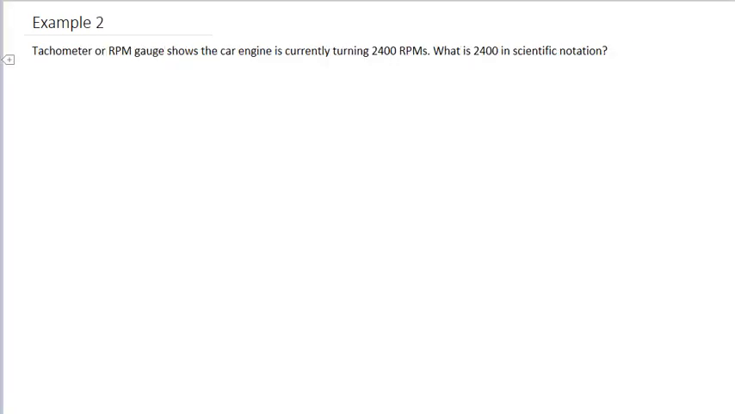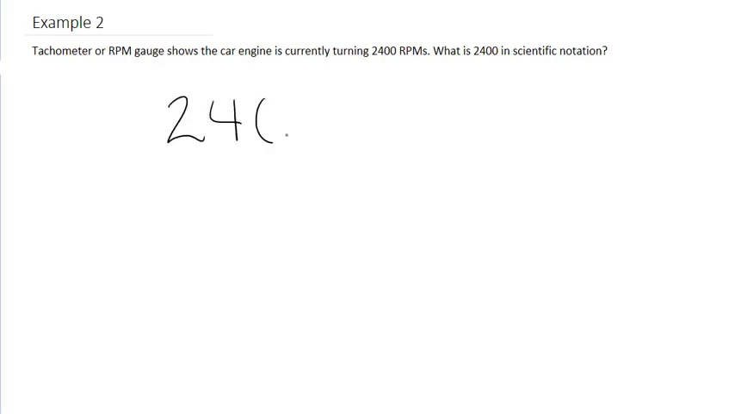Example 2. So the tachometer, or the RPM gauge, shows the car engine is currently turning at 2,400 RPMs. What is 2,400 in scientific notation? So we will rewrite this number like this, and we have a decimal right here. So we notice that we need to move the decimal to the left, and so we'll do it 1, 2, 3. So we're going to end right there.